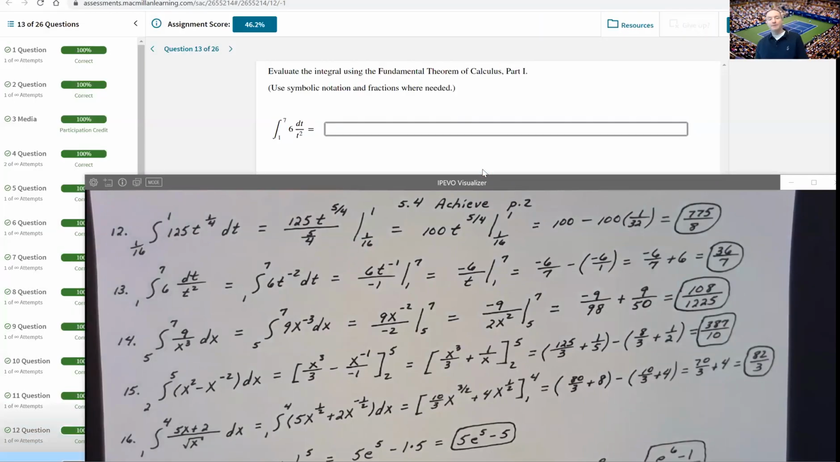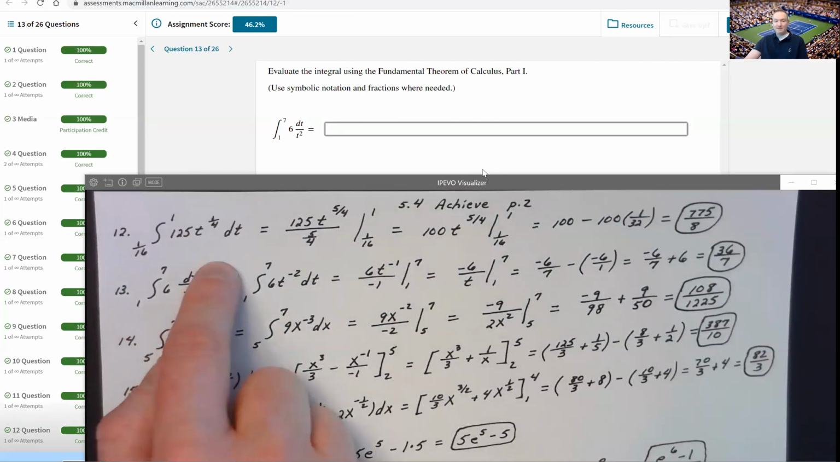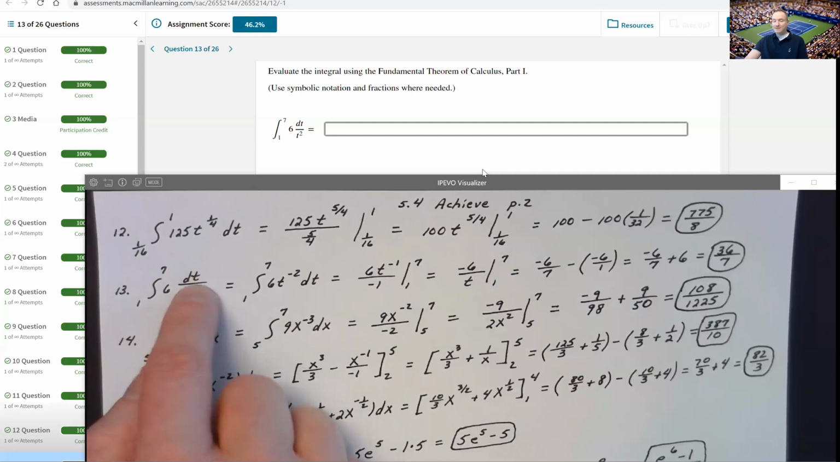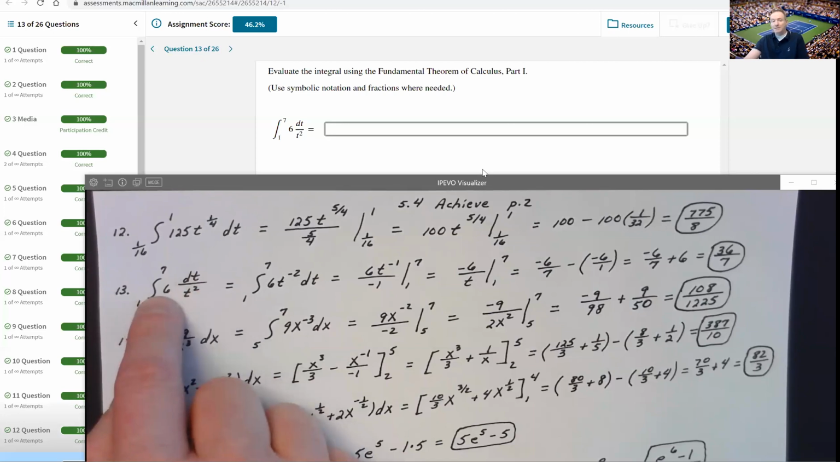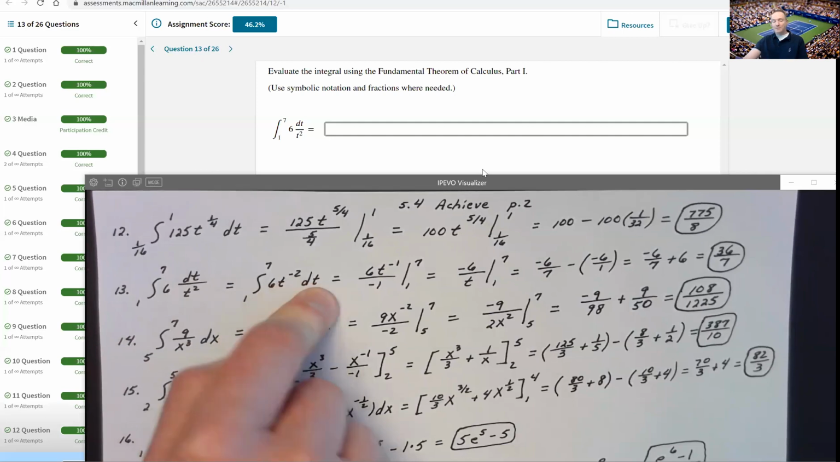For number 13 here, I like this one. I like it because they specifically put it in a non-standard format, and this would confuse some students and make them think that it's a typo. It's not a typo. We're supposed to understand that the integral from 1 to 7 of 6 times dt over t squared. That dt is always just multiplied inside of our integrals anyway. So since it's multiplied, I need to understand that I could have written that as 6 over t squared times dt. And or even better yet, in order to use the power rule, that's the same thing as 6 times t to the negative 2 times dt.